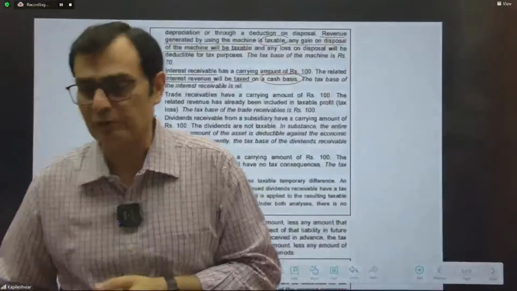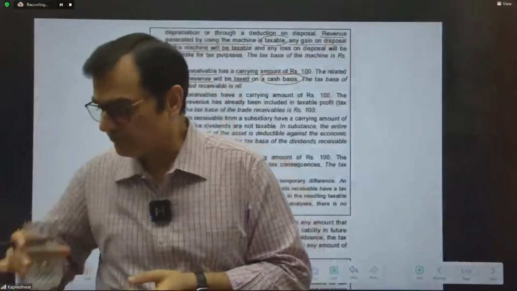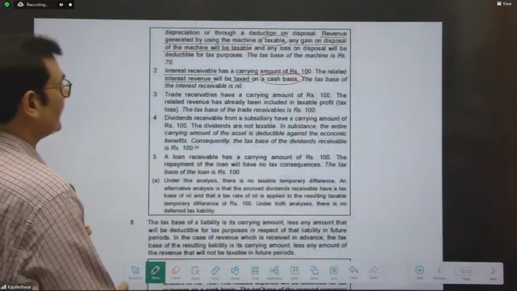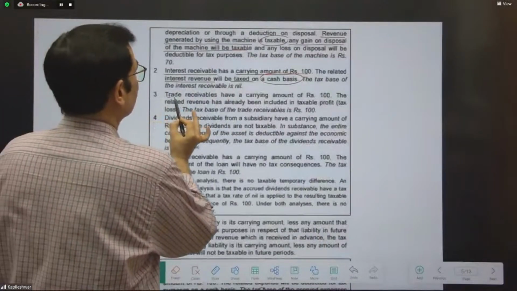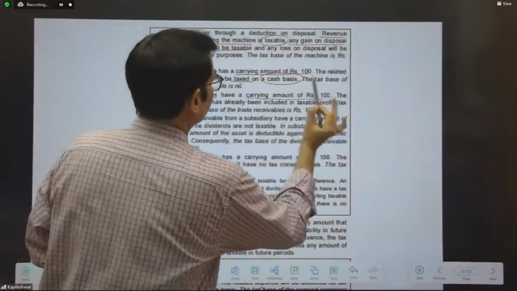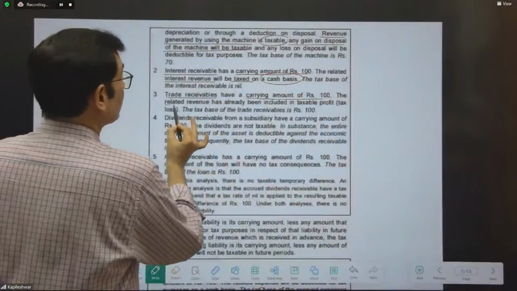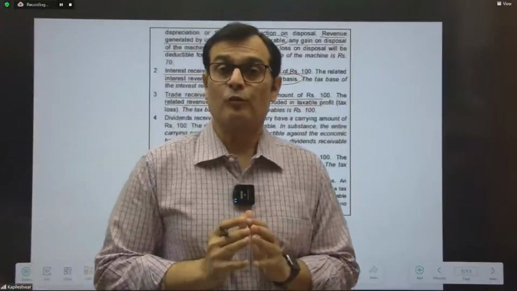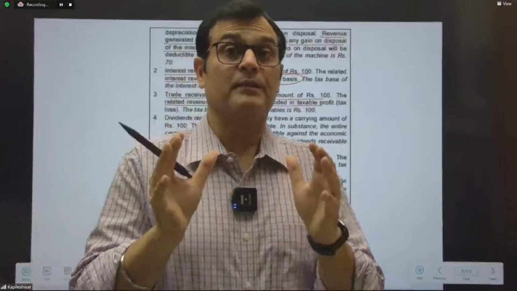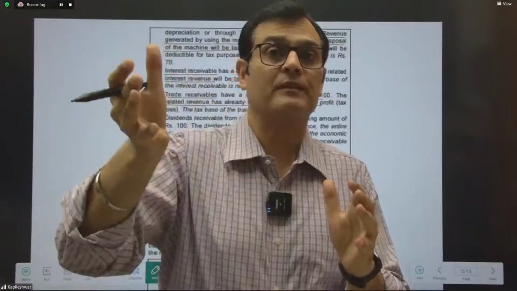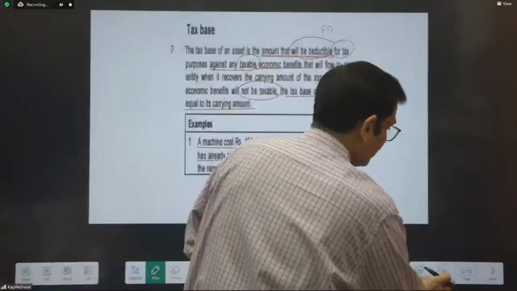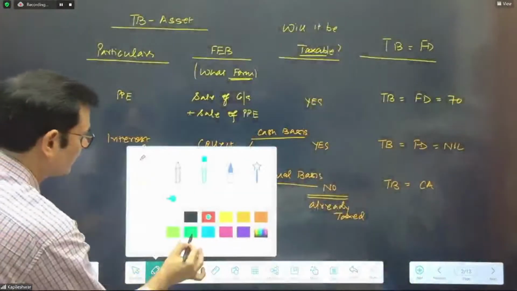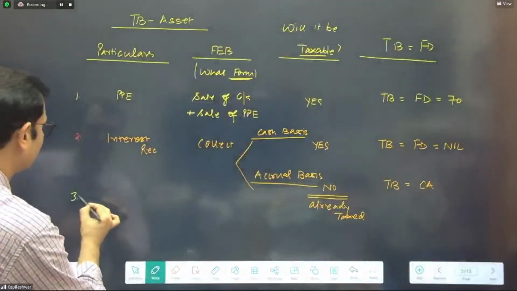Let's take example 3. Now I'm going to example number 3 and see what it says. There is a trade receivable with a carrying amount 100. The related revenue has already been included in the taxable profit. So when you made a credit sale, the income tax authorities came and they taxed the benefit. So I'm looking at the third example, that is on a trade receivable.